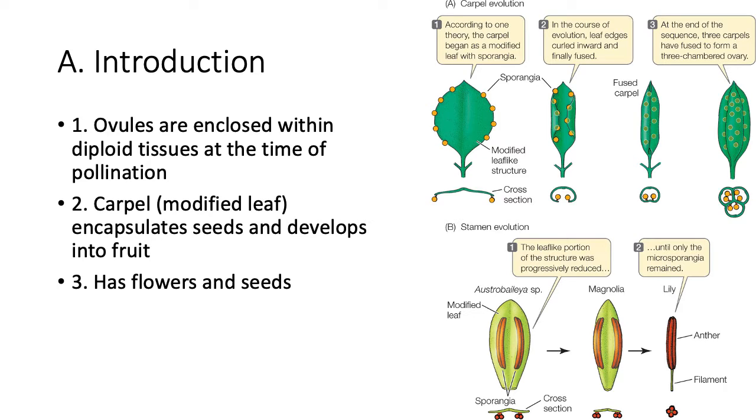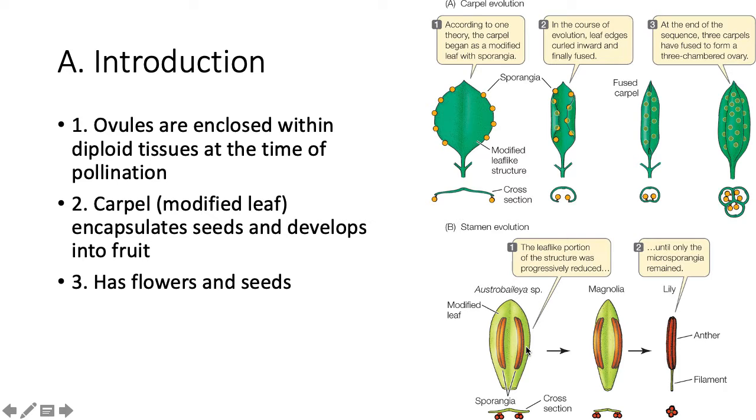I also want to talk about a carpel. It is a modified leaf, and it's going to surround the seeds, and the carpel is going to turn into the fruit. So you can see with the carpel evolution, they think that it had some type of modified leaf structure with the sporangia, which is where you would find a megasporangia or a microsporangia, but in this case, the female part. And it somehow closed itself around, and the sporangia are now protected inside the carpel. And then it has flowers and seeds.